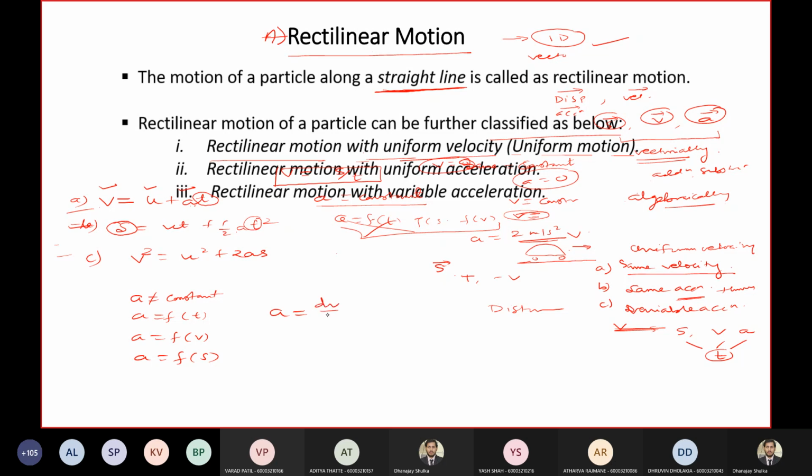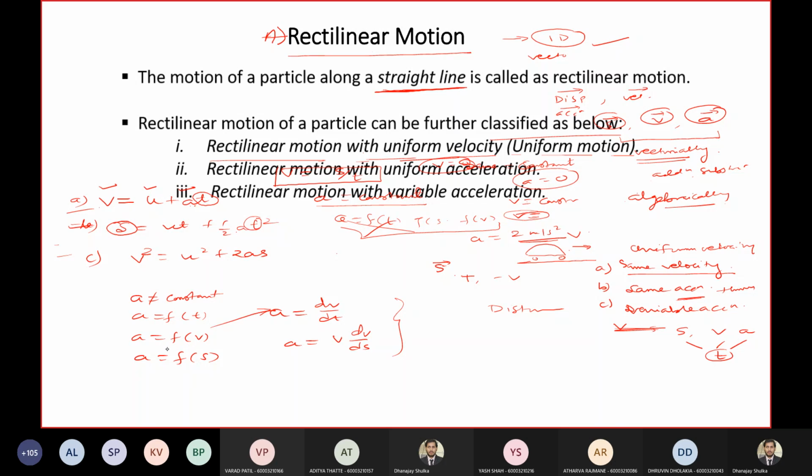Let's say a is equal to dv by dt. There is also a relation: if you want to relate a and v, if a is a function of v, then you can write a as dv by dt. If a is a function of s, you can write v times dv by ds. So likewise you can have these equations, which you can use for variable accelerations.